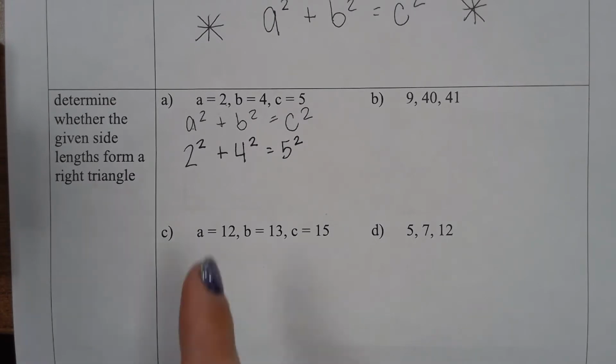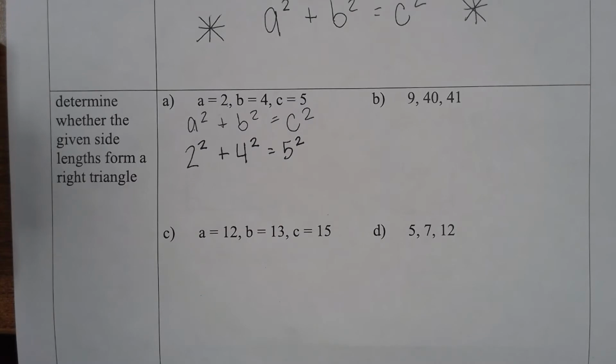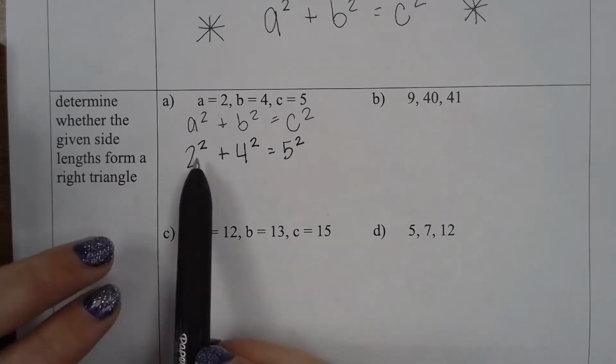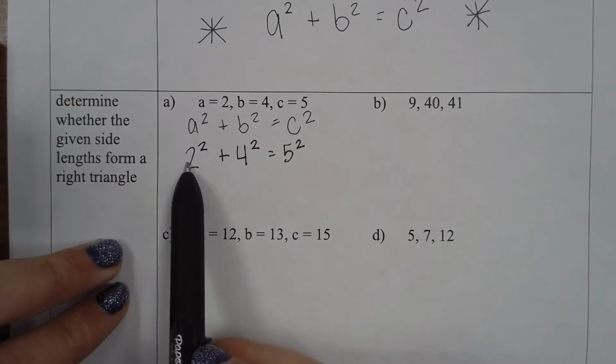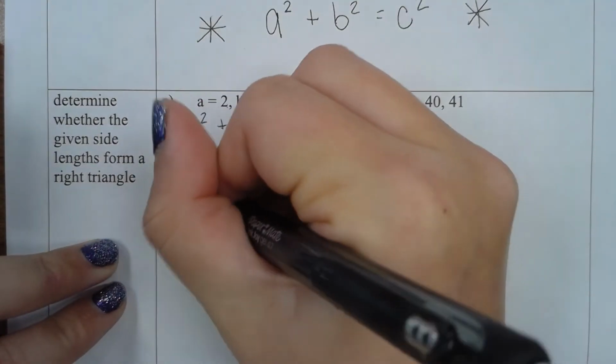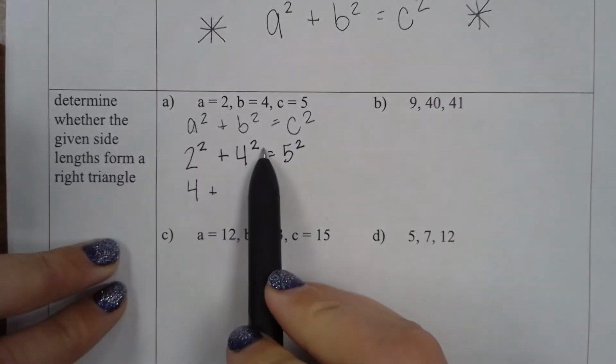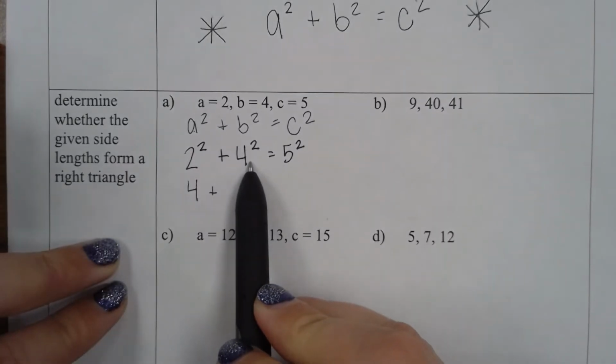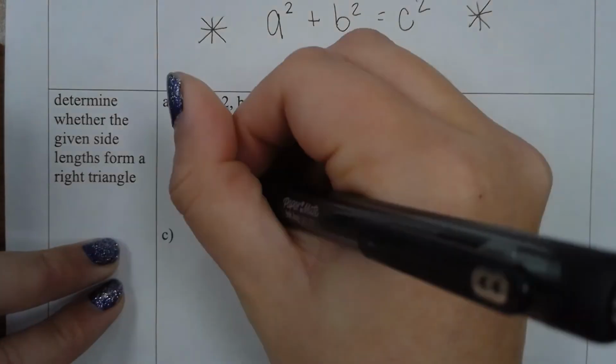If my left side equals my right side, then that means it is going to be a right triangle. So if I were to take 2 squared, remember that's taking 2 times itself 2 times. So 2 squared is 4. 4 squared means we're taking 4 times itself 2 times. So 4 times 4 is 16.